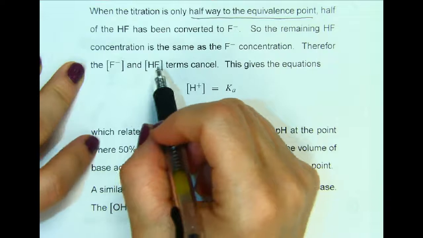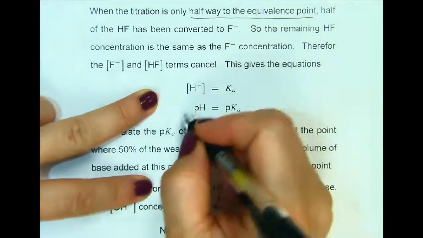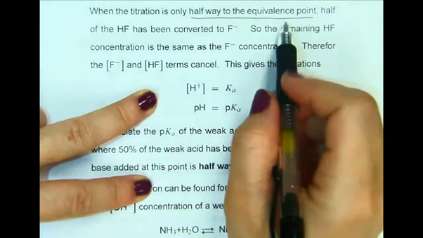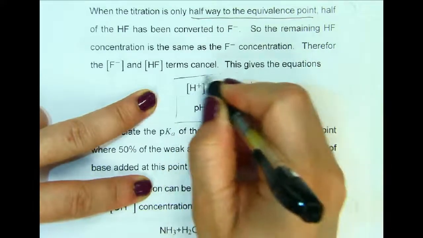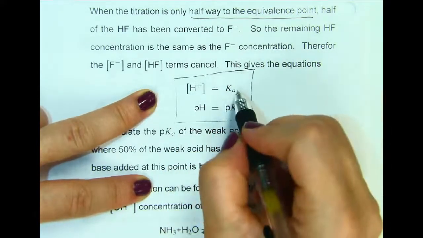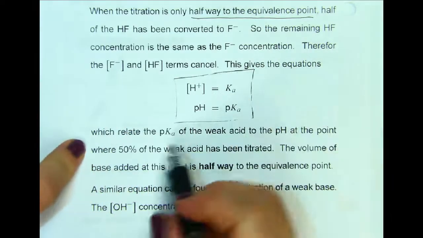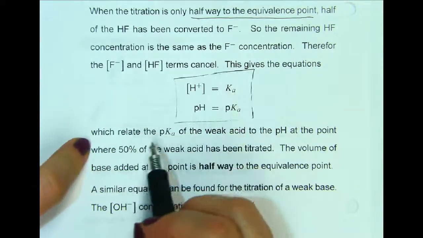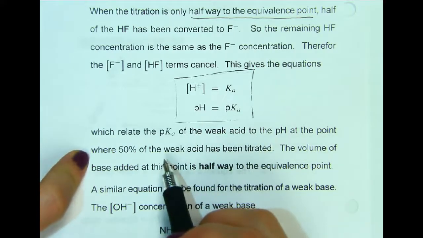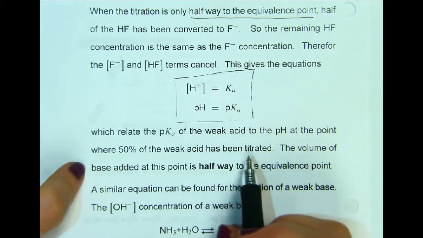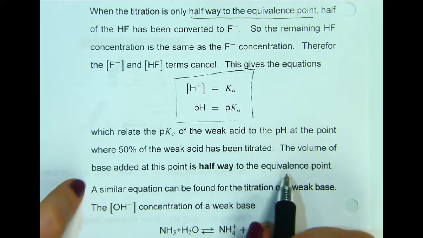So the remaining hydrofluoric acid concentration is the same as the fluoride concentration. Therefore, the F minus and HF terms cancel, and this gives us this equation here, that halfway to the equivalence point, the hydrogen ion concentration is going to be the same value as the Ka, and the pH is going to equal the pKa. This gives the equations which relate the pKa of the weak acid to the pH at the point where 50% of the weak acid has been titrated. The volume of base added to this point is halfway to the equivalence point.